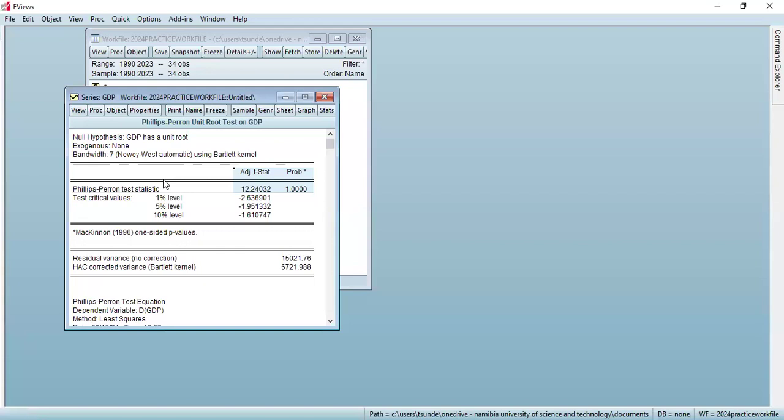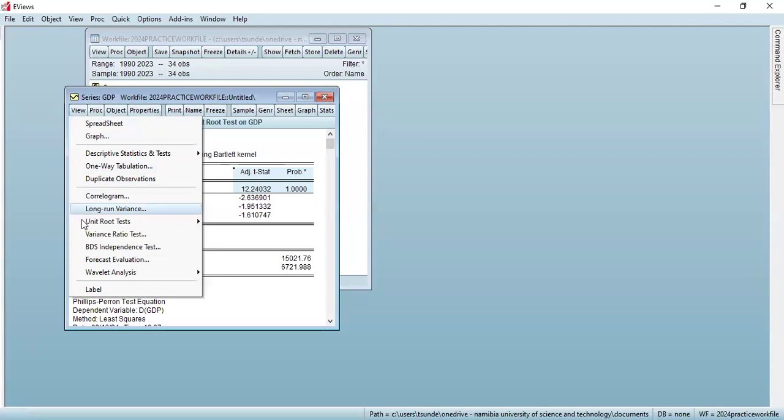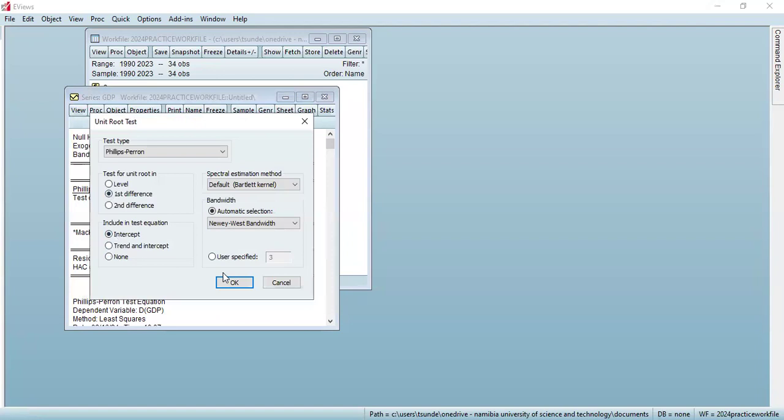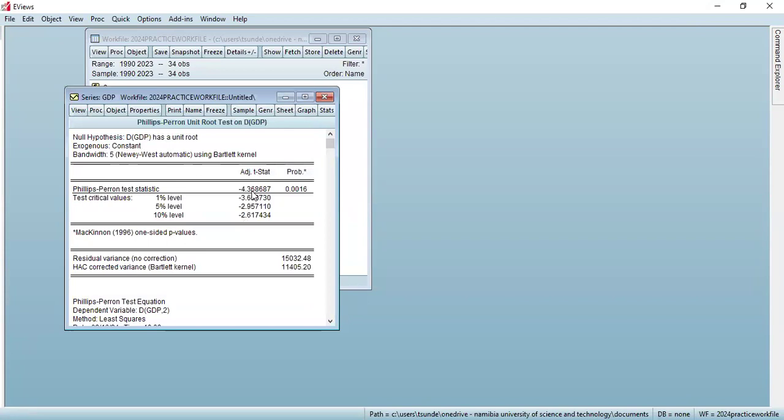So let's repeat this test using the Phillips-Perron test in first differences. First difference, using the first model with the intercept. What is your answer? And I want you to use the probabilities correctly. Stationary. At what level of significance? 1%. Correct.